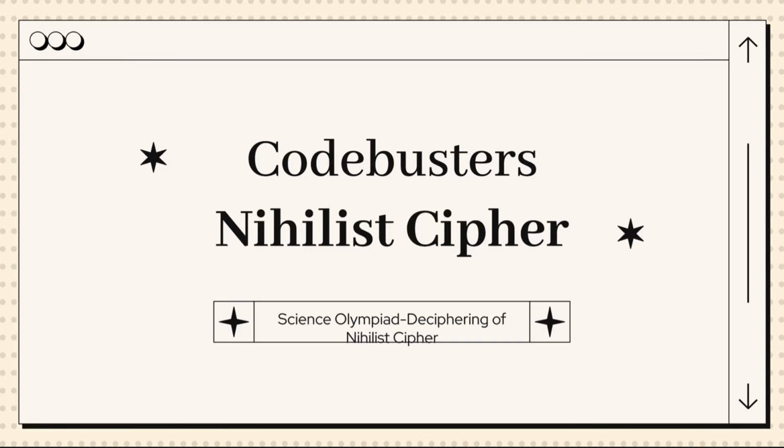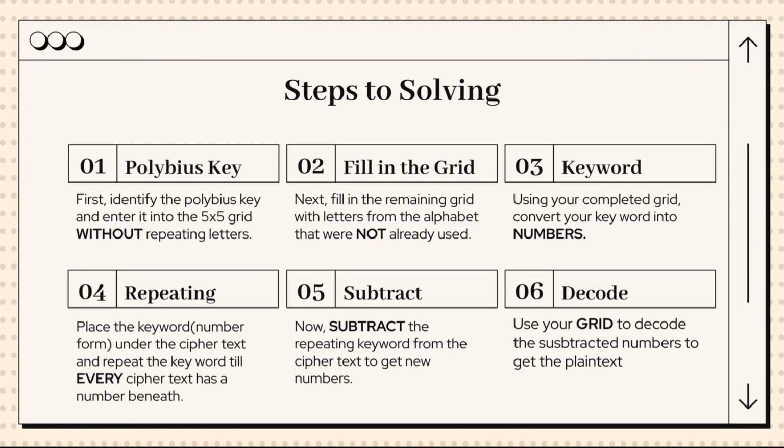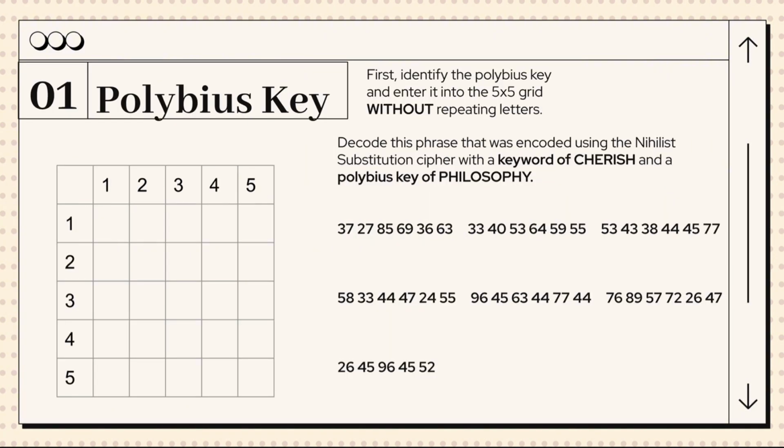This cipher is seen in Codebusters, which is an event in Science Olympiad. You'll often see it in Division B and Division C events, and it can be from anywhere from invitational all the way up to state levels. Okay, so when you first see a Nihilist Cipher question, it might look pretty challenging. But as you can see, there's only 6 simple steps, and all it takes is getting the hang of it and continuous practice. Now let's work on an example problem.